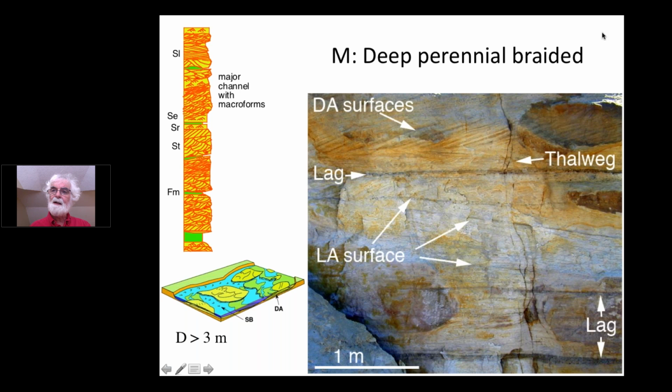Going to deep perennial braided systems, these are systems which are probably at least 3 meters deep, and we can find downstream accretionary surfaces, lateral accretion surfaces, and lags, as well as small foreset ripples that are moving around the end of bar forms.